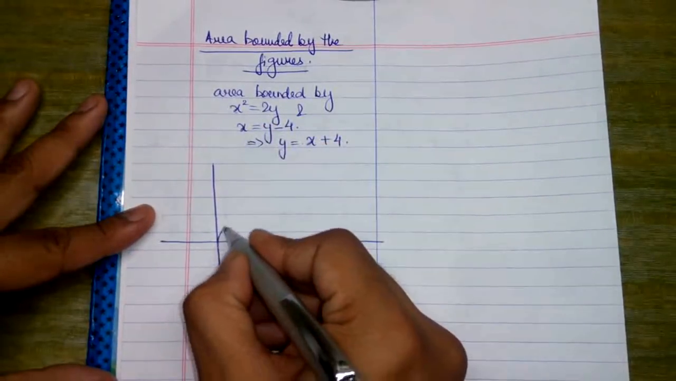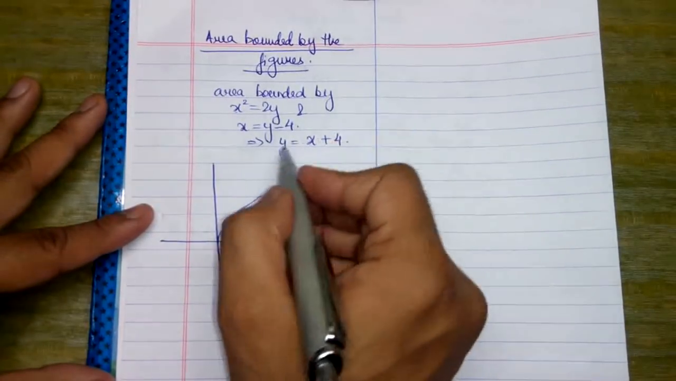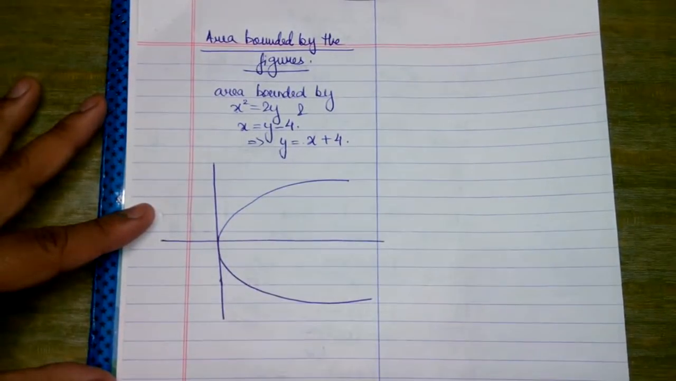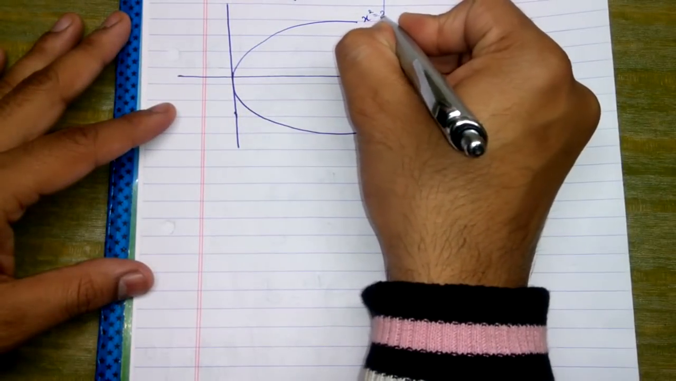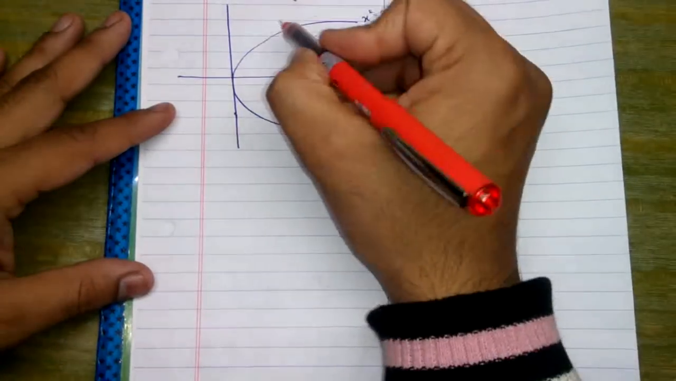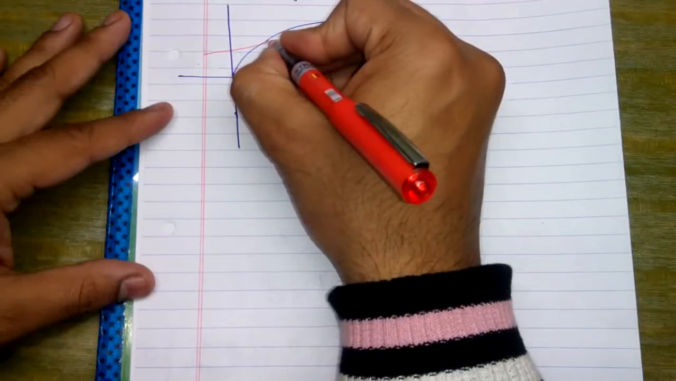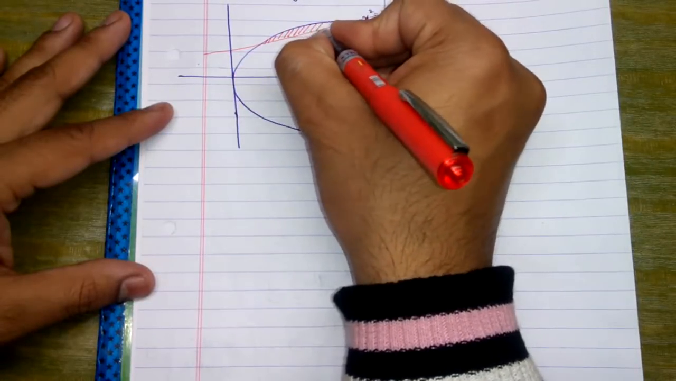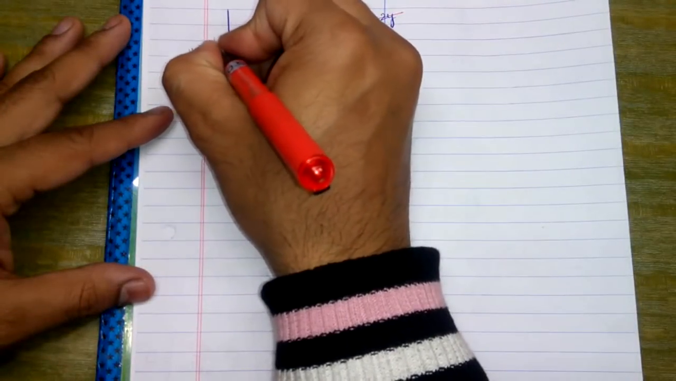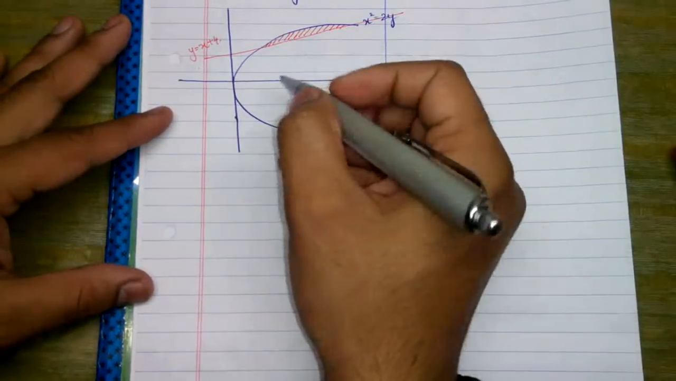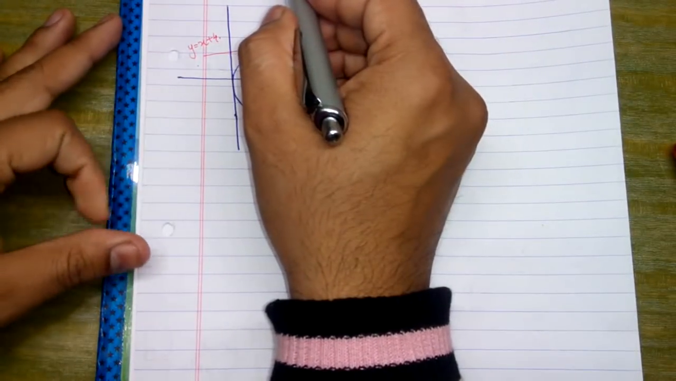x² = 2y will be a parabola like this, and y = x + 4. So this is the parabola, that is x² = 2y, and if we draw the line, the line would be somehow like this, such that this region is getting into common. This line is y = x + 4. Okay. So this is the parabola x² = 2y.